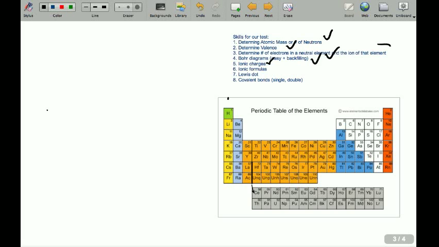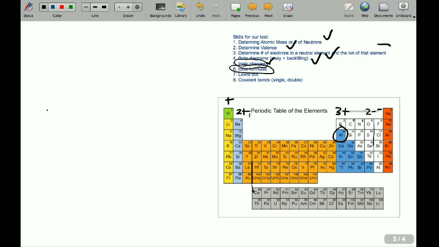These guys all in the first row are going to be plus. These guys in the second row are going to be 2 plus. Aluminum's going to be 3 plus. Ignore these, because they don't usually gain or lose. 2 minus and minus. Okay? These guys have no charge because they have a full 8. So those are the ionic charges you need to know.